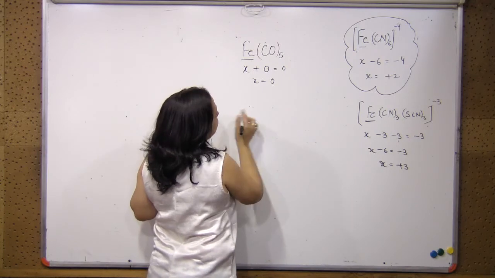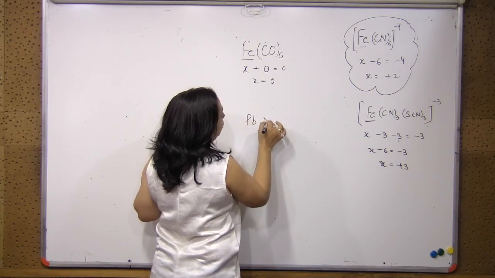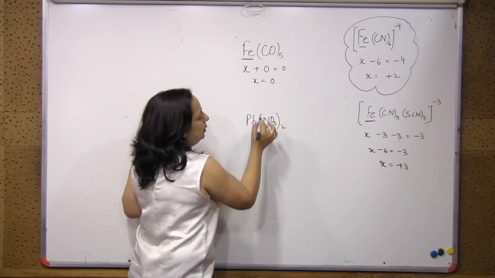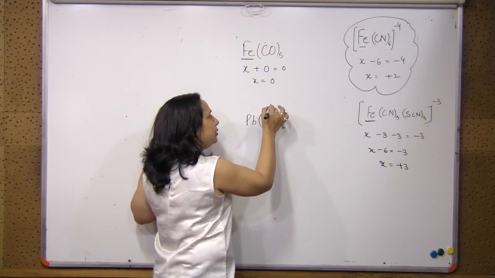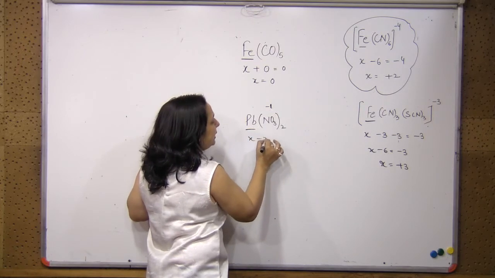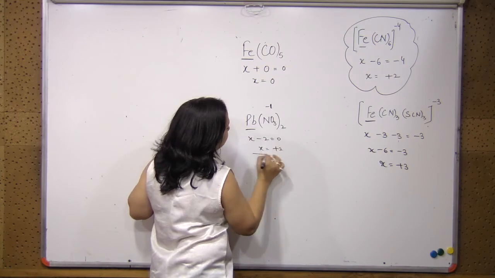If it is written Pb(NO3)2, nitrate, if known to you, is minus 1. The lead can be calculated. x minus 2 is 0. x comes out to be plus 2.